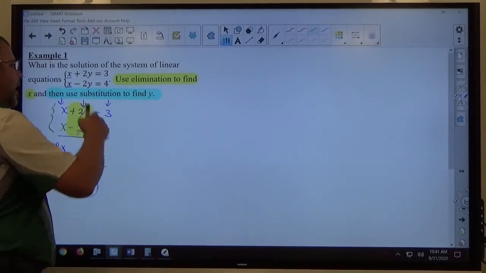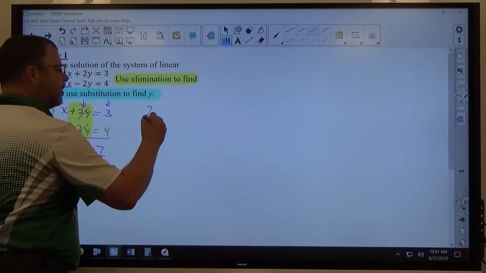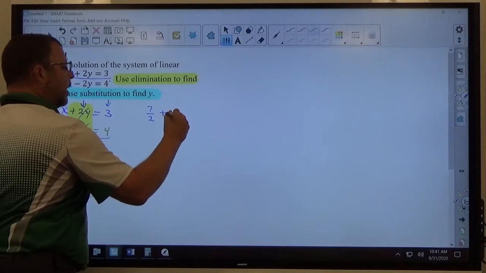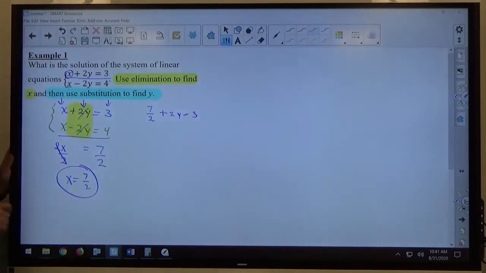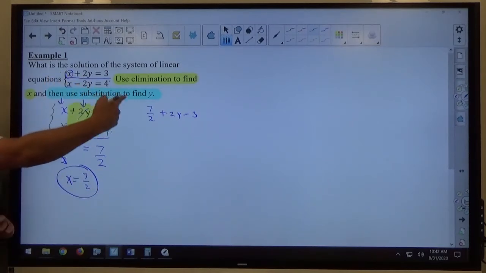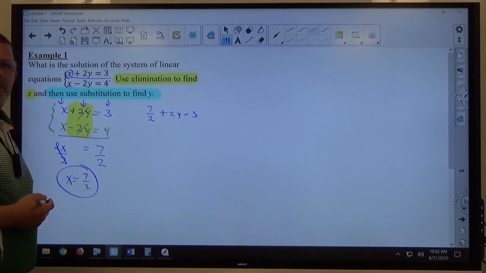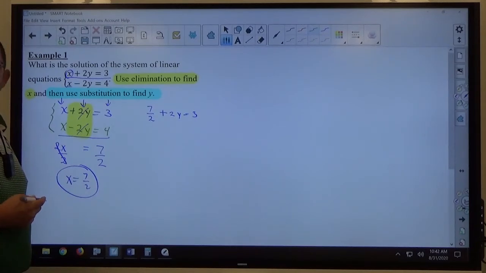So, if I put 7 halves in for x, I'm going to get 7 halves instead of x, plus 2y equals 3. That's all substitution is. You have what x equals, you put that value in for x, and leave the rest of the equation as is. Now, two options here. I can either work with the fraction or get rid of the fraction. Most people like to get rid of the fraction.